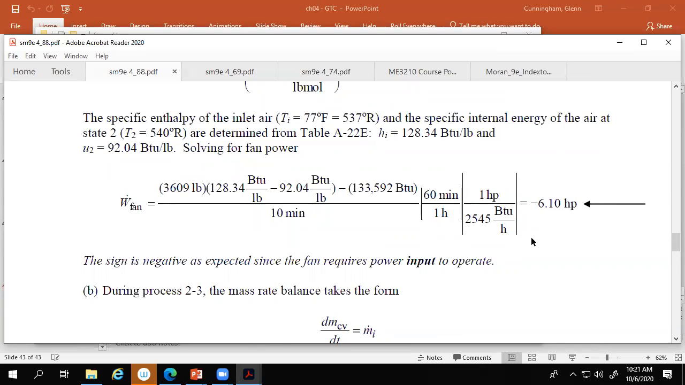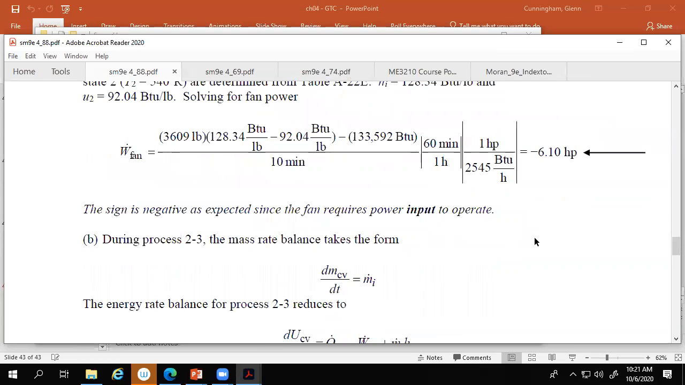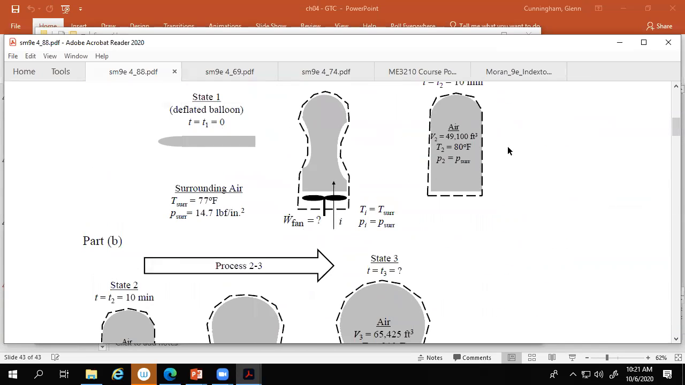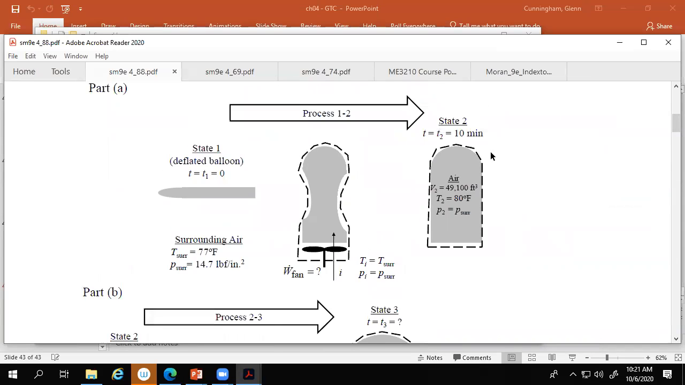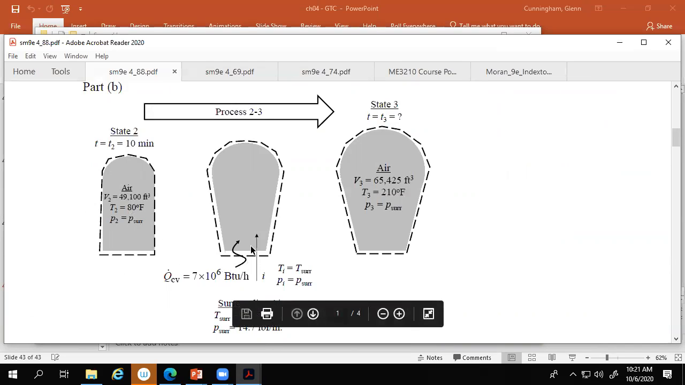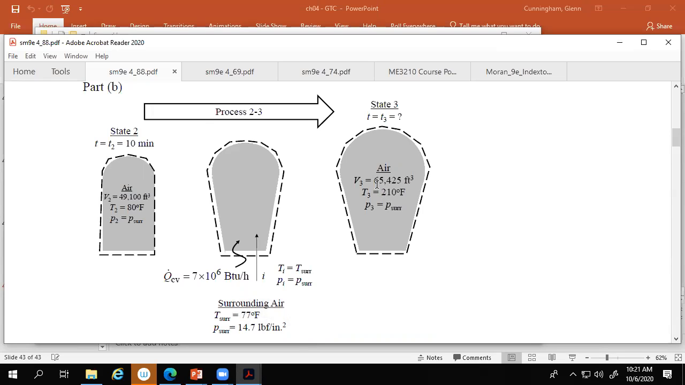That was kind of fun. Now, part two, we want to find the time. So we can go back up here real quick and look at our pictures. So that determined everything for this process 1 to 2. Now we got to go process 2 to 3, where we have the thing with 49,100 cubic feet. And now we're just going to put in 7 million BTUs an hour, and additional air is going to flow in. And it's going to get to 65,425 at 210. And the pressure is the same as the surroundings, and we want to know how long this takes.